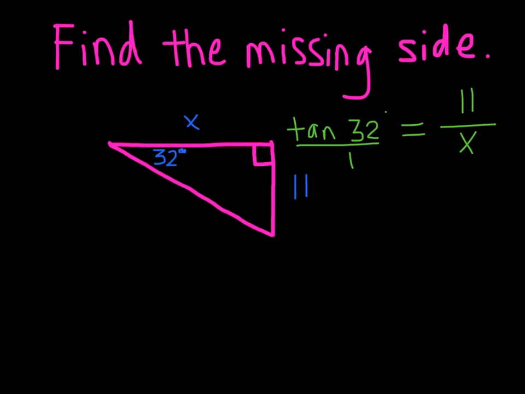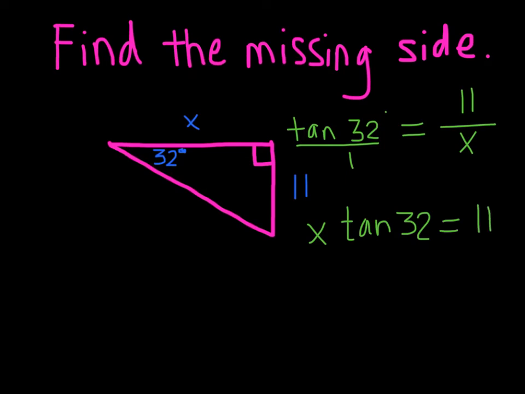A nice way to do that so that you don't mess up later is when you're taking the x times the 32 this way, put the x out front. So it's showing that we're going to take x times the tangent of 32 will equal the other cross product of 1 times 11, which is 11.